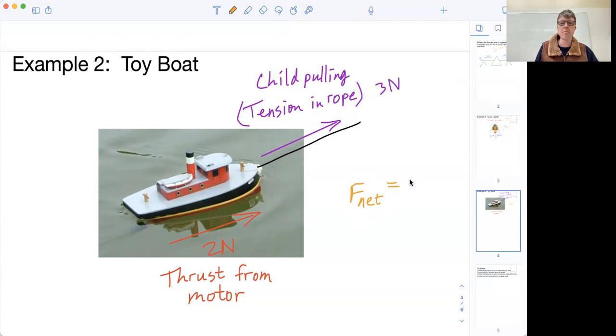Okay. Now, the net force is going to be the sum of these two. 3 and 2 is 5, so it's going to be 5 newtons. And the direction is in the same direction as these others. And so I'm going to draw a longer arrow because it is proportional to these arrows that we have here. So our net force is in that direction, the same direction as the others.